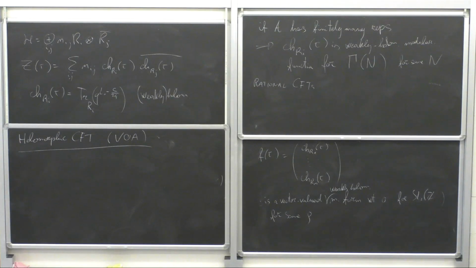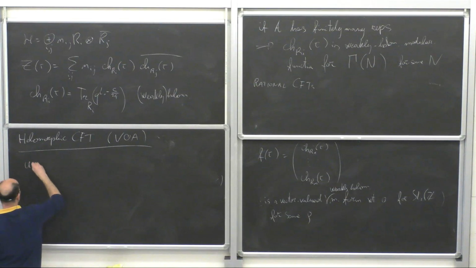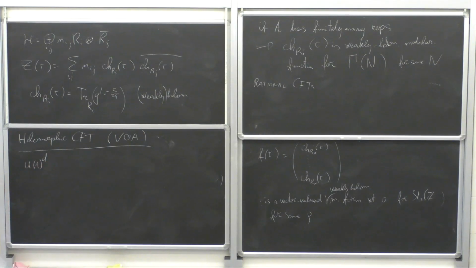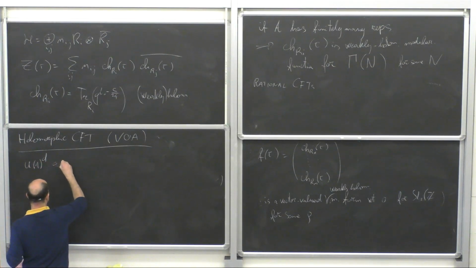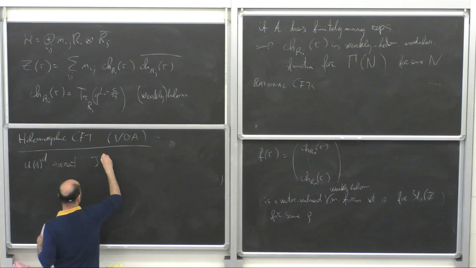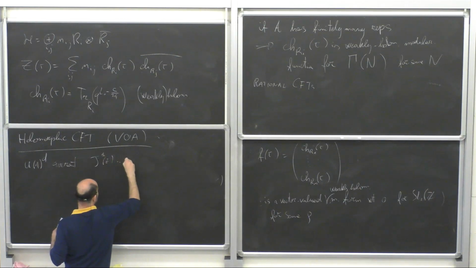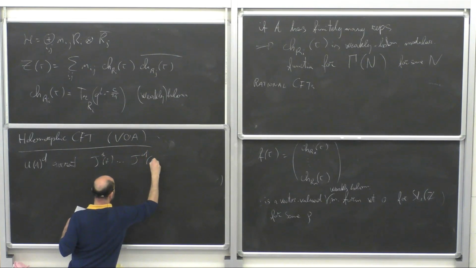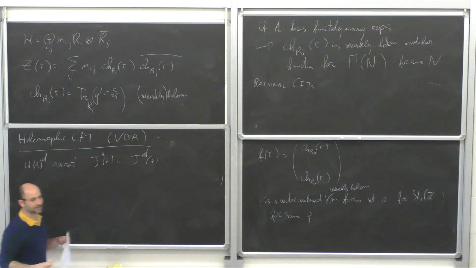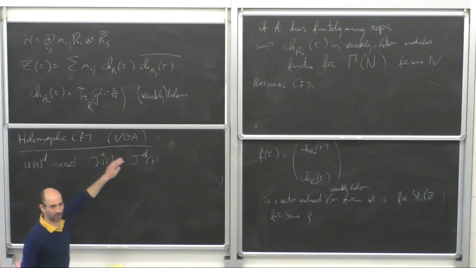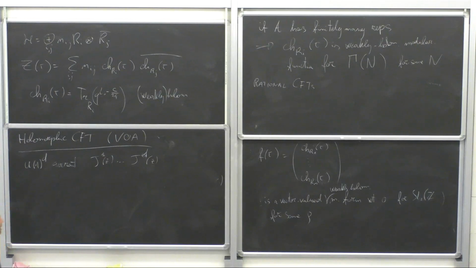So the trick is the following. We start with the U(1)^D current algebra. So you have J_1(z), ..., J_D(z). This is definitely not a holomorphic VOA, but we can start to add more holomorphic fields to this and try to build a larger chiral algebra which has only one representation, maybe.